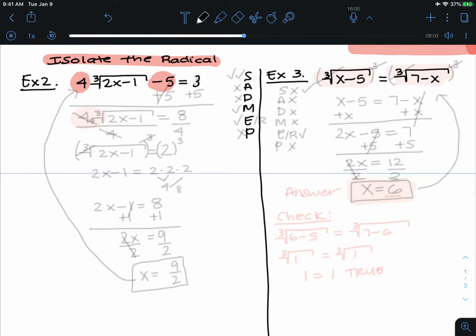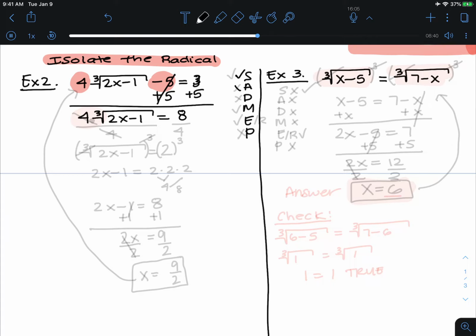Okay, so I'm going to go ahead and see, do I have subtraction? Yes, I do. Is that subtraction inside the radical? Heck no. So can I do something with it right now? Yes, I can. I don't know why my pen keeps on making zeros. That should be a 3. So I'm going to do the opposite of subtraction, and that means addition. Okay. These two cancel out. So now you're going to have 4 cube root of 2x minus 1 equals 3 plus 5, which is now going to be 8.